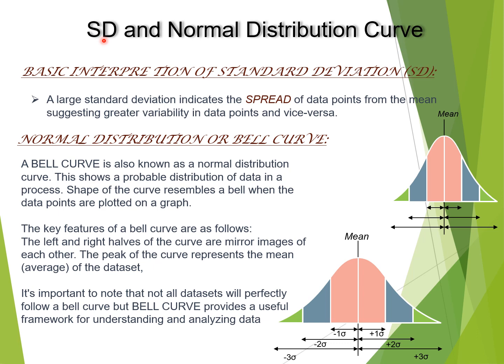Now, what are standard deviation and the normal distribution curve? The basic interpretation of standard deviation: a large deviation indicates a spread of data points from the mean. So that means if the spread is more, for example, if we see these two graphs, here the spread is more. That means the standard deviation in this case is more than here.